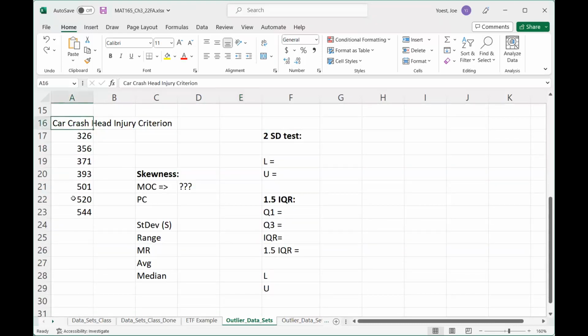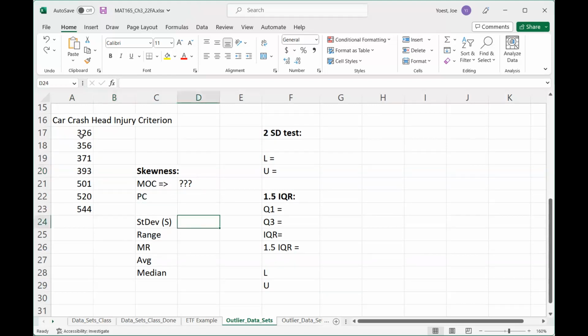Okay, so let's look at this data, crash head injury criterion. This would be like somebody sets up a car with crash test dummies, they crash it into a wall, and the crash test dummy has a sensor in its head deciding what the forces and accelerations and things going on are. And obviously, the higher the forces, the more likely a person in a similar crash is to be injured. So that's what these numbers are representing. So let's go through and do the same process on these numbers.